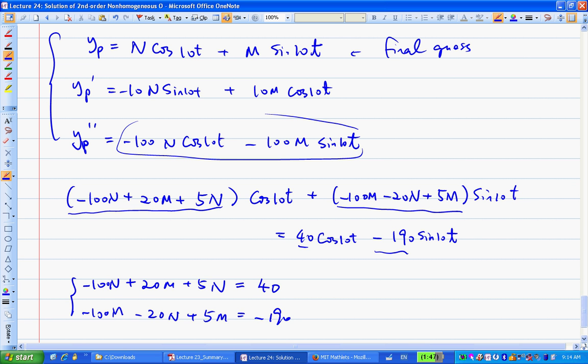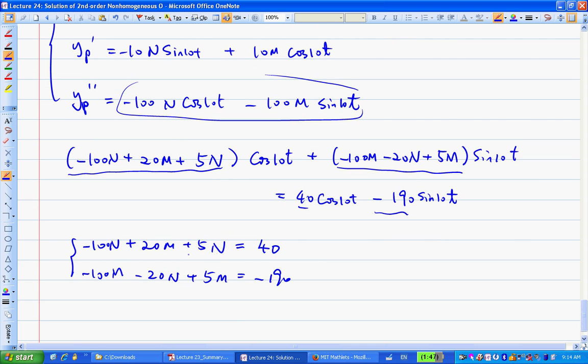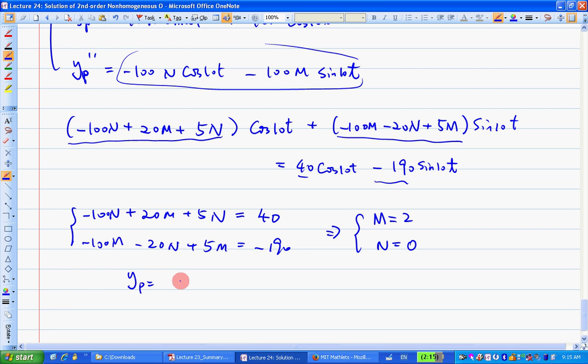Alright, so we're solving two equations, two unknowns, right? And by the way, you can combine the two n terms here and the two m terms here, right? So that'll give you m is 2, and n is 0. So the answer is quite simple. That gives us this solution yp, which is 2 sine 10t.